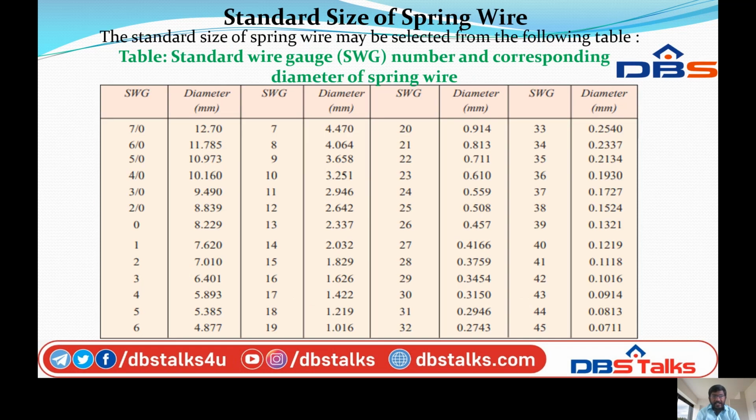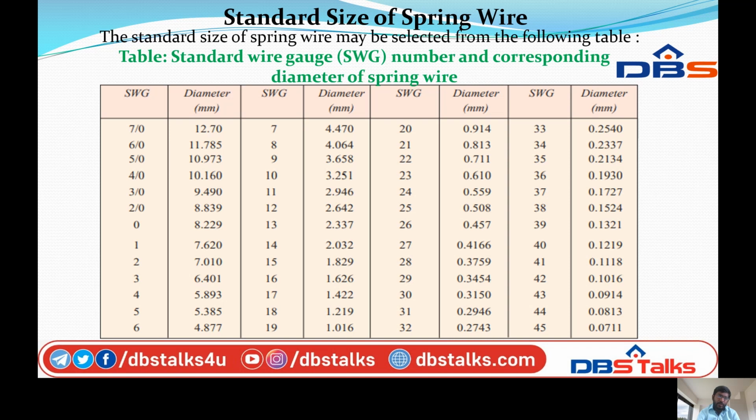Next, standard size of spring wire. What are the standard sizes of spring wire? The standard size of the spring wire may be selected from the following table. The table gives the standard wire gauge, SWG, numbers and the corresponding diameters of the spring wire. These are the gauge numbers and diameters used for the standard sizes.